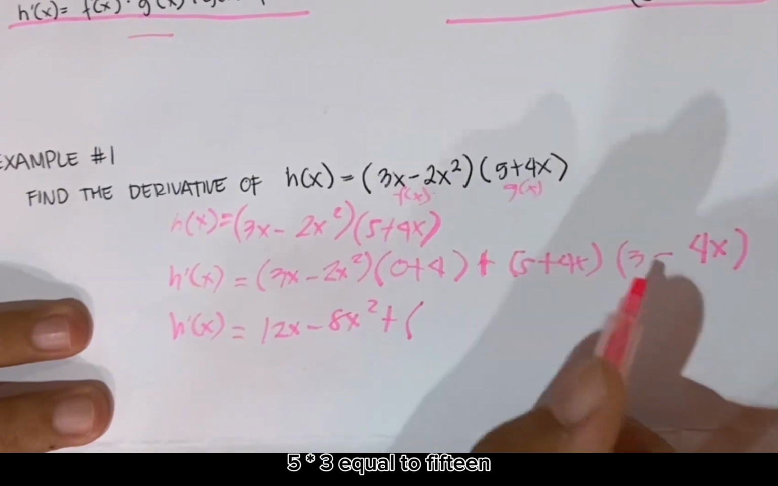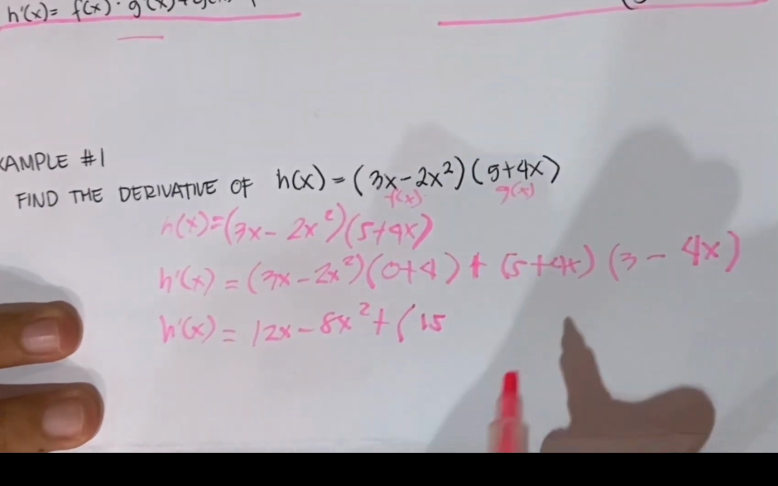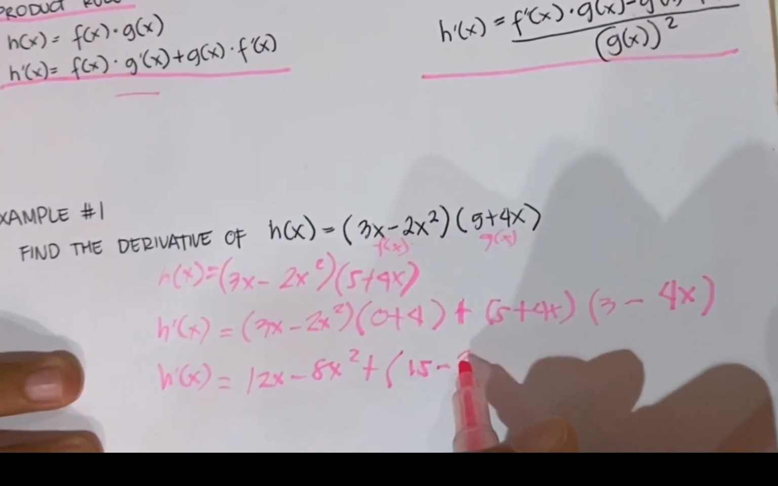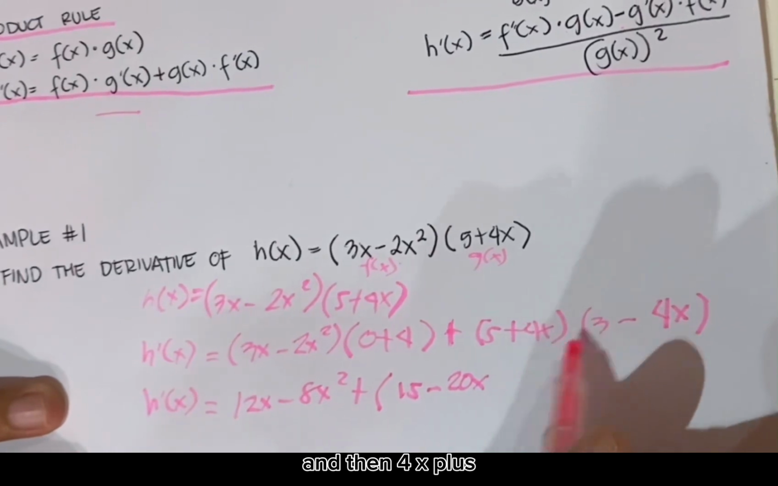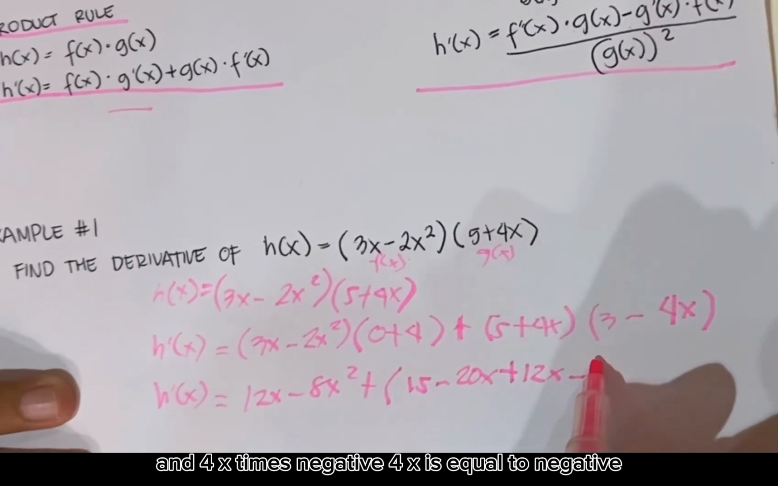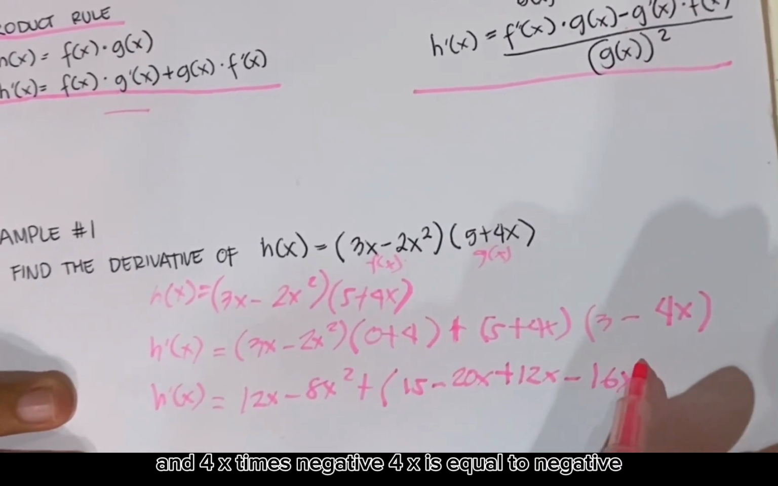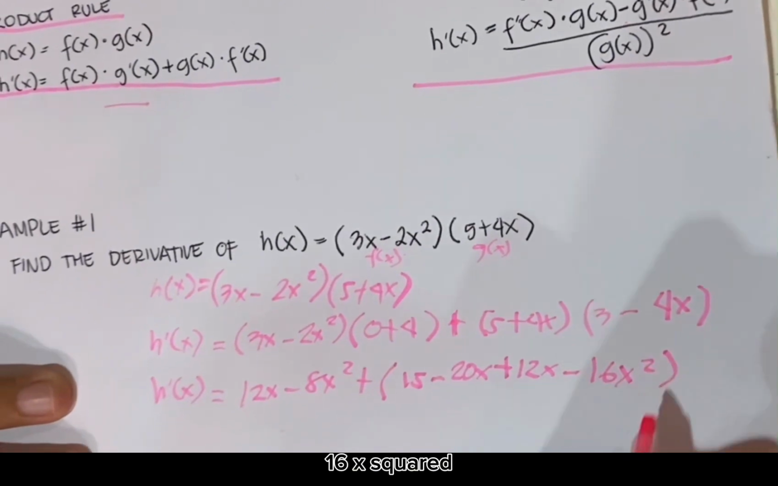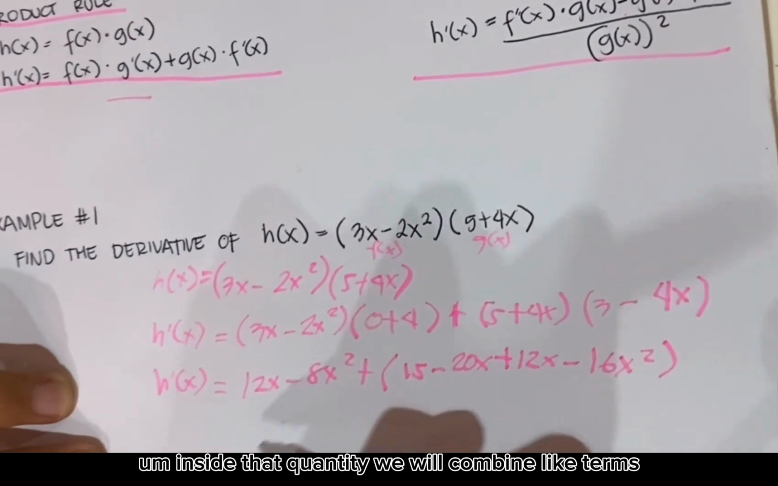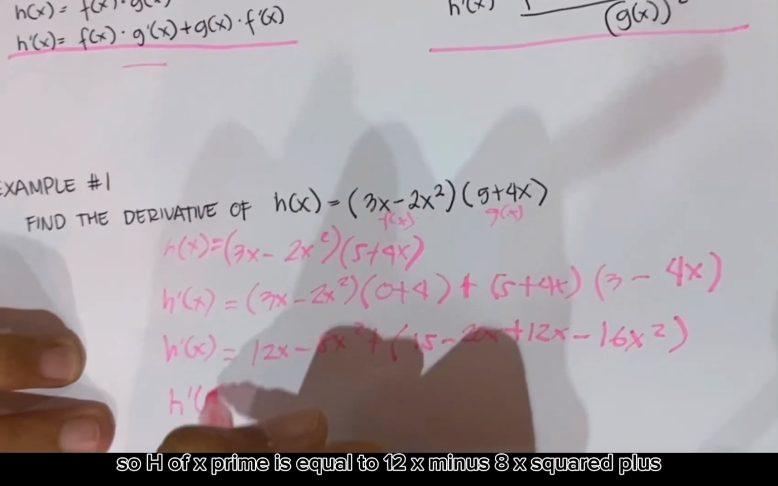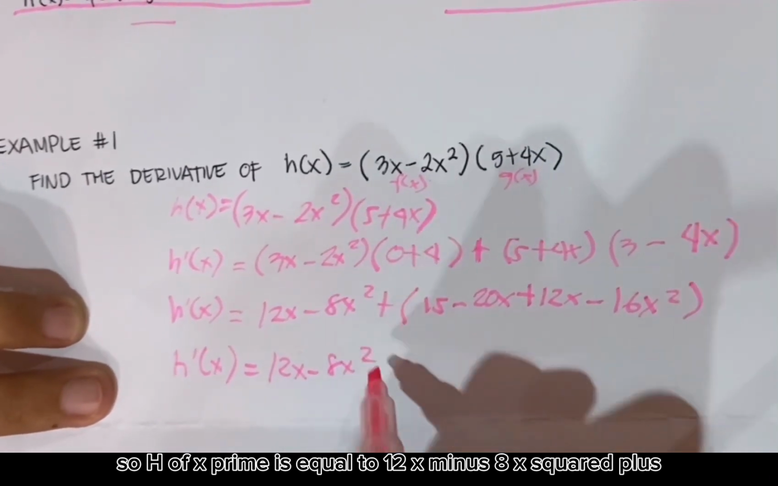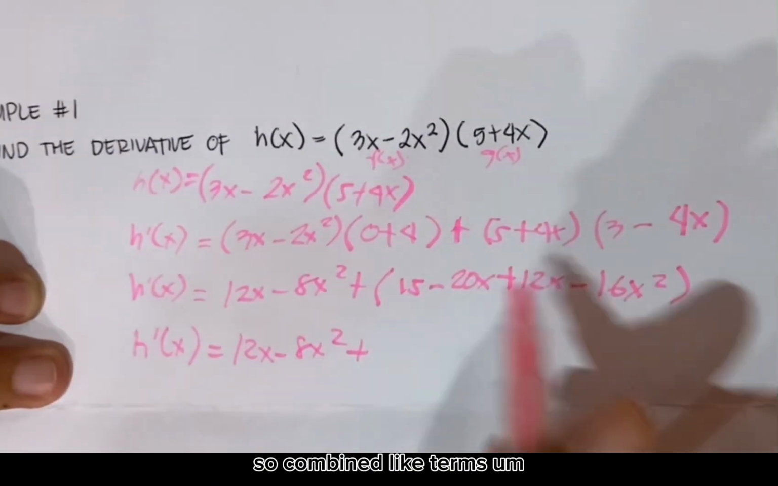So 5 times 3 is equal to 15. 5 times negative 4x is equal to negative 20x. And then 4x times 3 is equal to 12x. And 4x times negative 4x is equal to negative 16x squared. Next one is, inside that quantity, we will combine like terms. So h of x prime is equal to 12x minus 8x squared plus, so combine like terms.